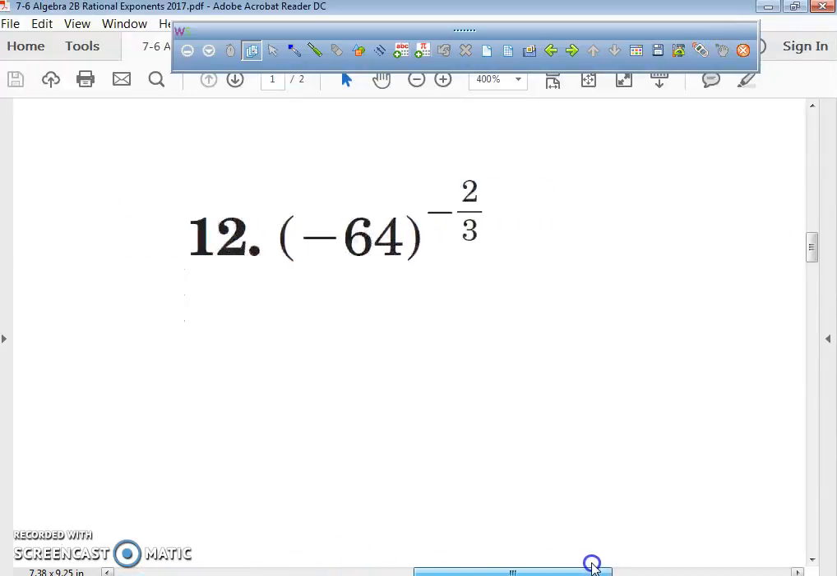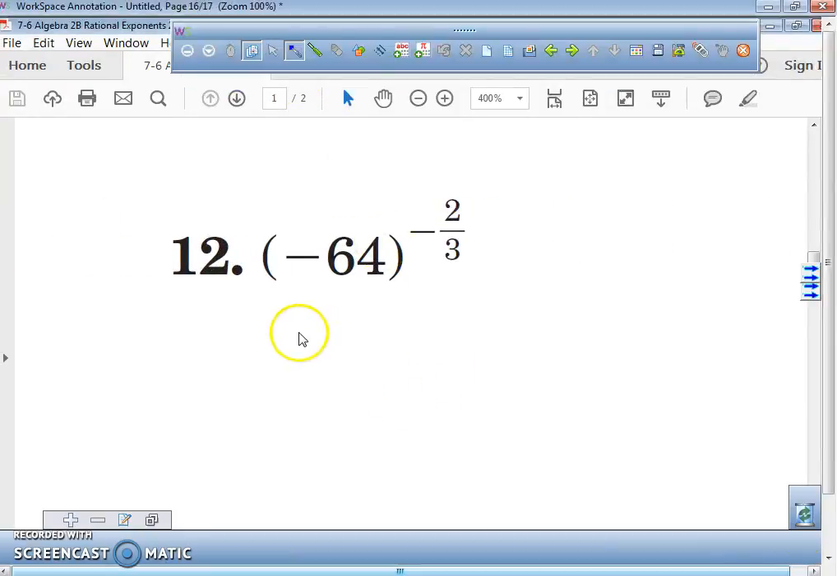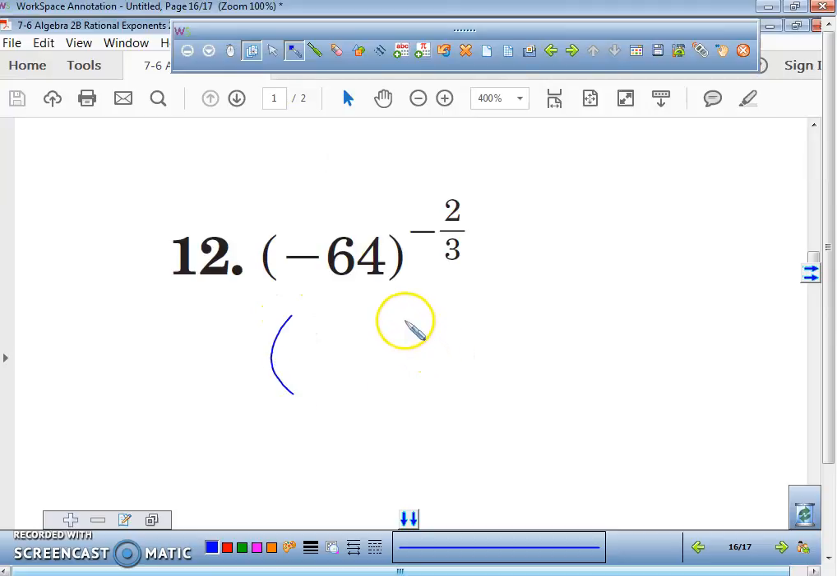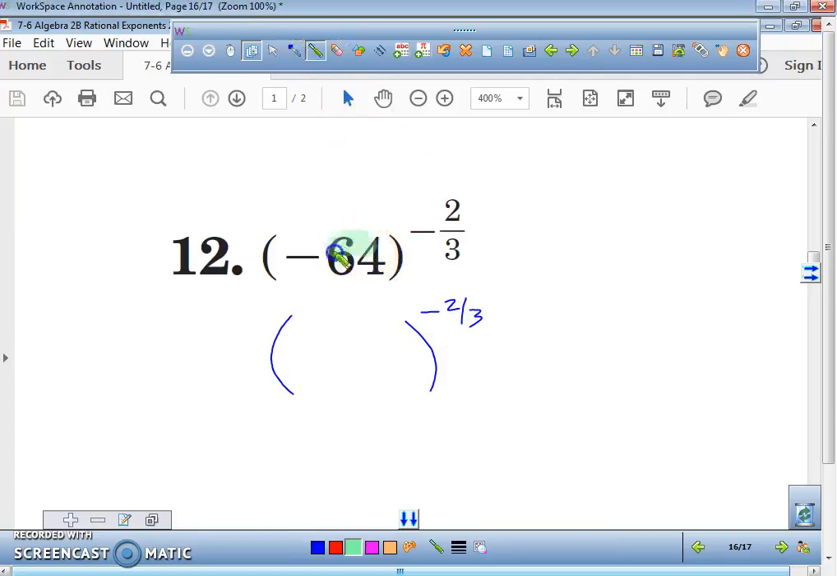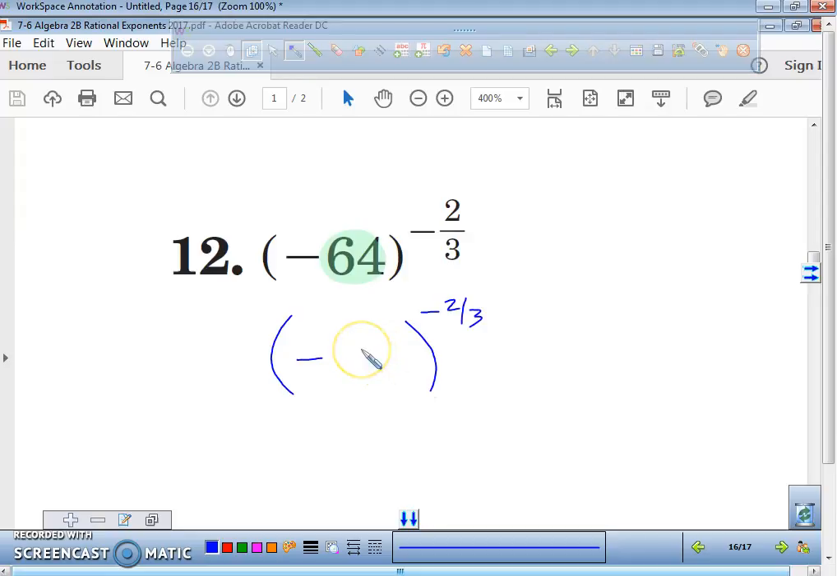Here we go. Now, this is the last one we're going to do right now. We've got a negative 64 raised to the power of negative 2/3, and I need to change this 64 to a different base. So instead of 64, we could do 8 squared, right? Yep. 8 squared is 64. What else? 4 to the 3rd is 64.